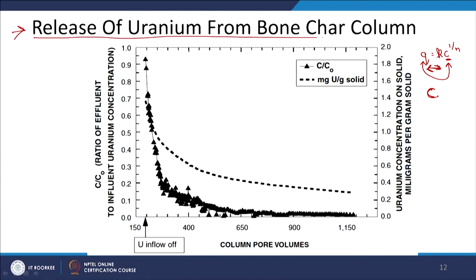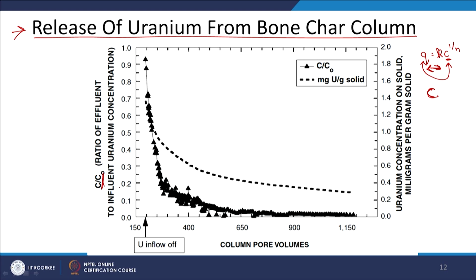So your uncontaminated groundwater will now have uranium, or can have uranium, depending upon the desorption properties of that particular PRB material. So that's what we see here. We have release of uranium from a bone char column, similar to the material that we looked at earlier.